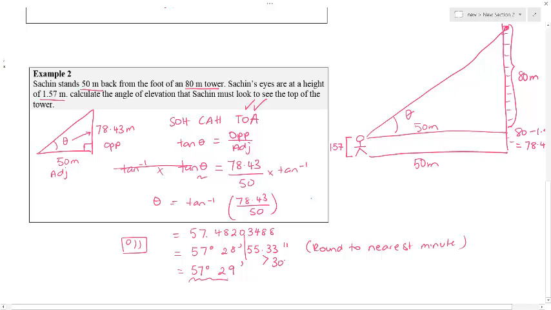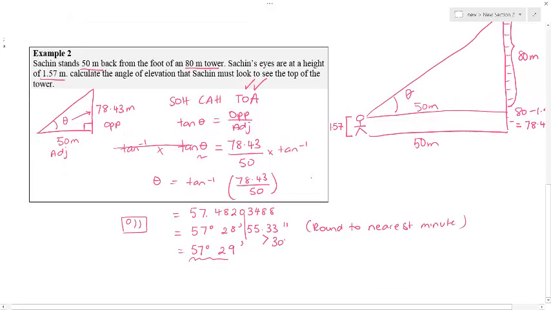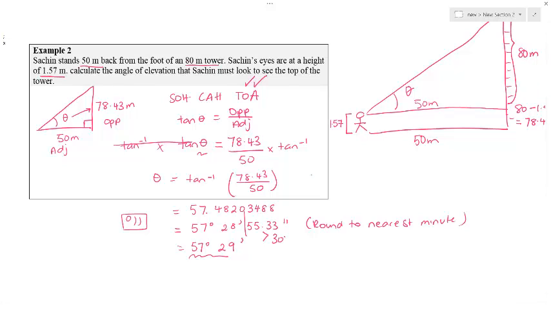Hopefully these two examples will help you through the questions that you'll be doing in your textbook and in the past papers. In the next video, I'll be dealing with angle of depression. So good luck with your studies, and if you still have any questions, come ask me in class. I'm more than happy to go through this again with you.